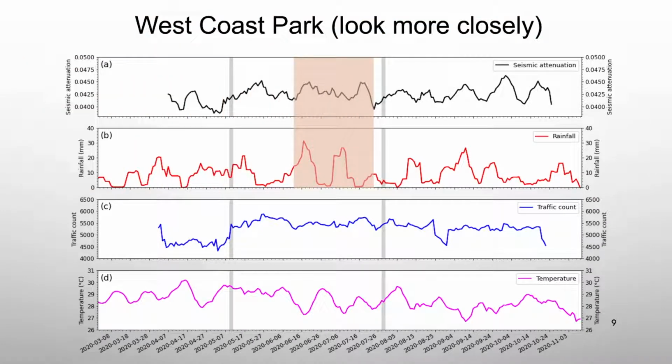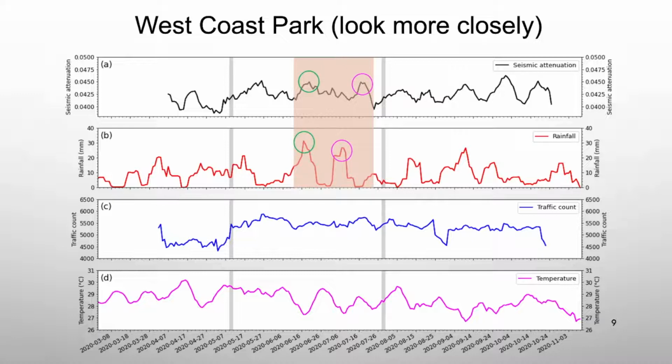For the park site, if we look at the result more closely, for example, this part, we can observe two main peaks on the estimated seismic attenuation and the rainfall curve, respectively. The time lag between the first peaks is small, while that between the second peaks is large. If we look at the rainfall, there was almost no rain about 15 days before the first peak, and thus rainwater can quickly seep into the underground.